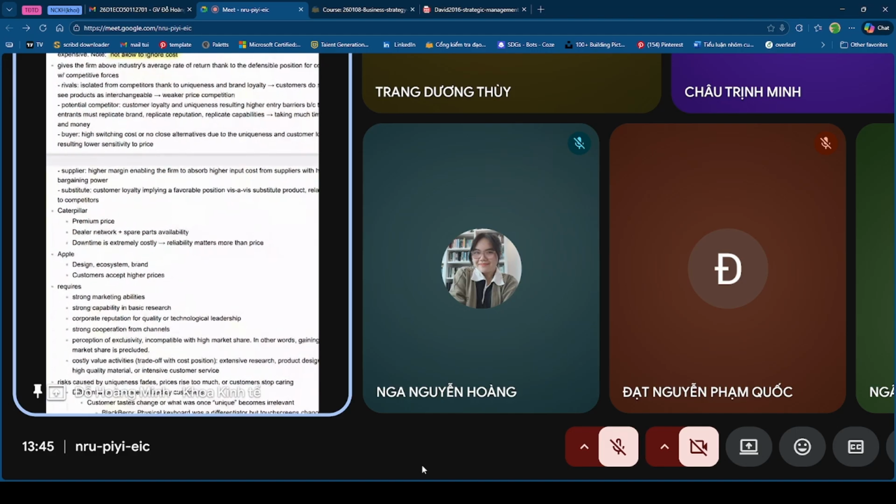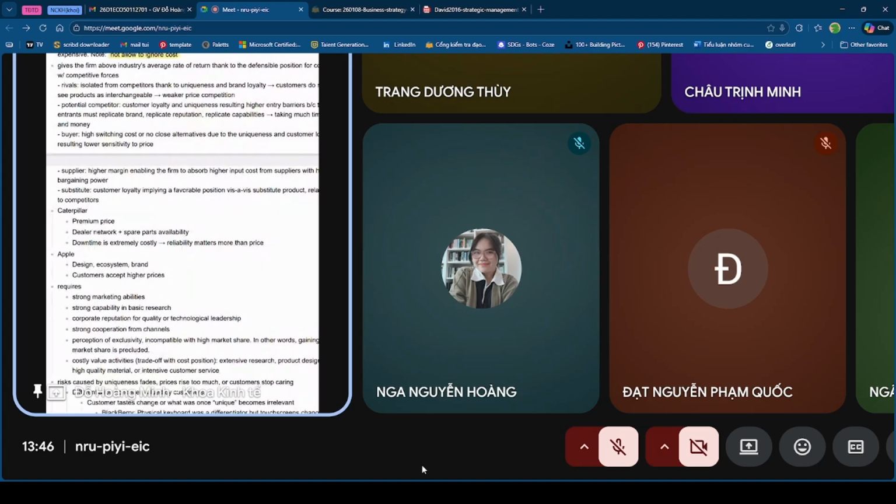And there's one note: when your firm tries to improve and differentiate, to improve your product and make your product unique or better than the competitors', you still have to care about the cost.